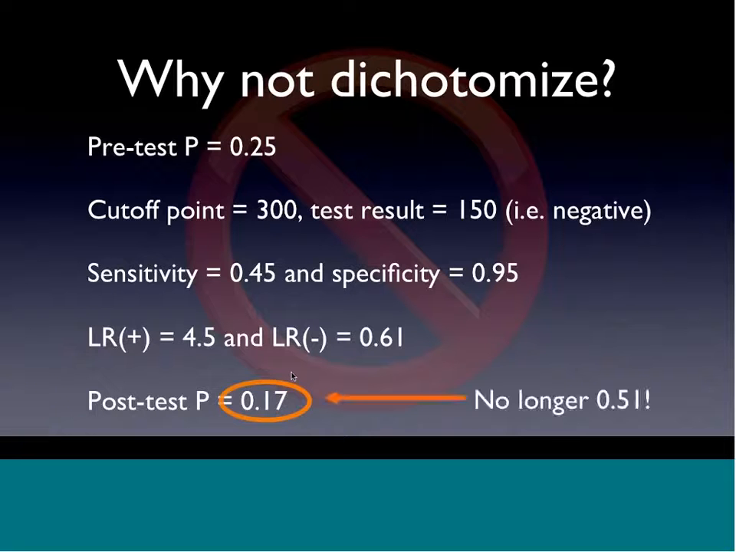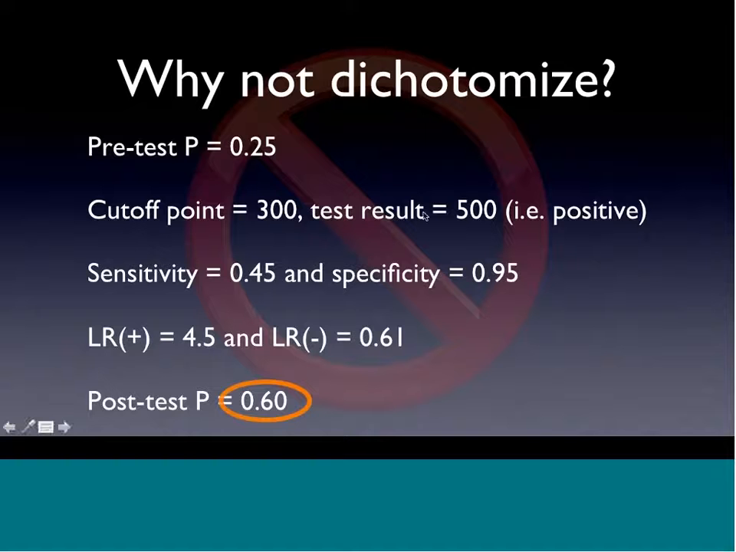But remember that using the other cutoff point, it was 51%. So you can see how confusing changing cutoff points can be and how that can in fact affect management of patients. In one case you went to a higher probability of having disease, and in the other you went to a lower probability. And just out of curiosity, for a result of 500, your post-test probability goes to 60%.